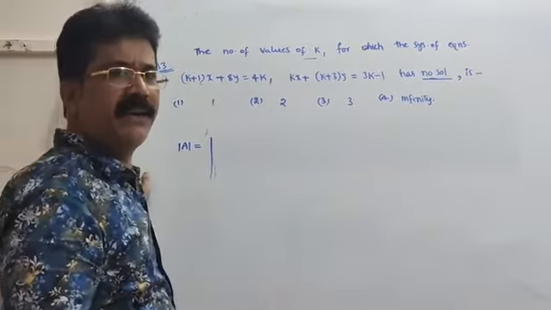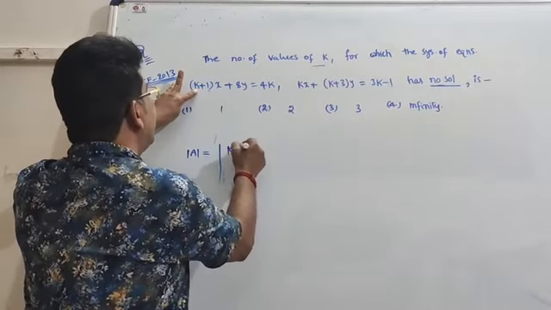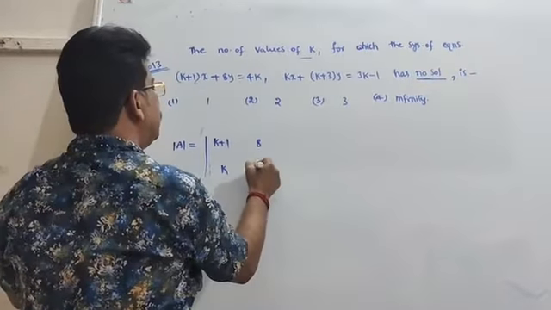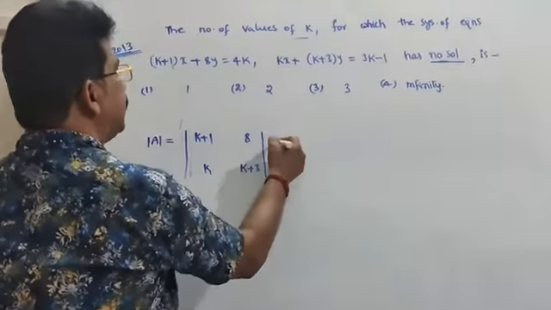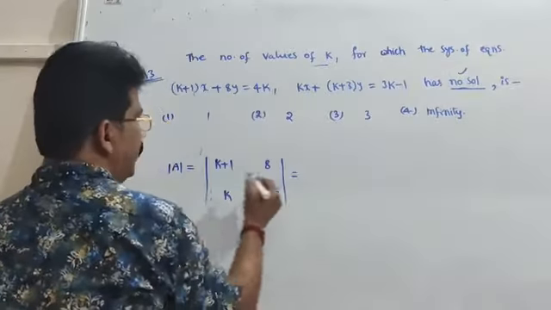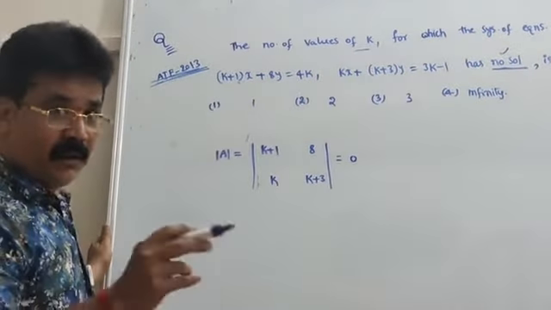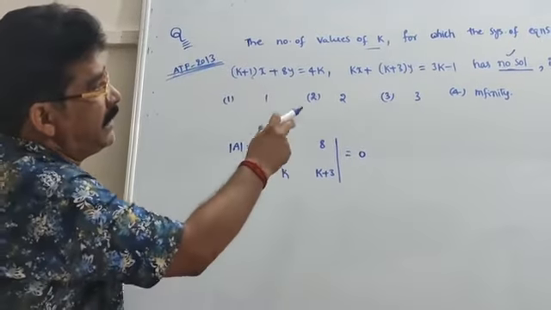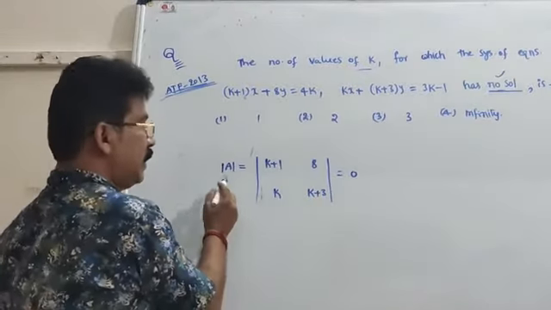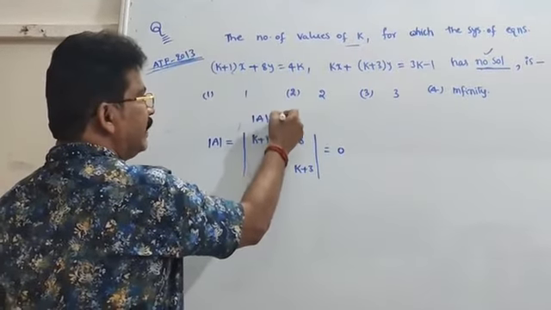Determinant of A means what? A is the coefficient matrix. So for the first equation, the x coefficient and y coefficient, and for the second, the x coefficient, y coefficient k plus 3. Already it is said there is no solution, and no solution means this determinant is equal to 0. You can see the properties in the previous question, where I described the number of solutions according to the given conditions. So the system has no solution means det A is equal to 0.